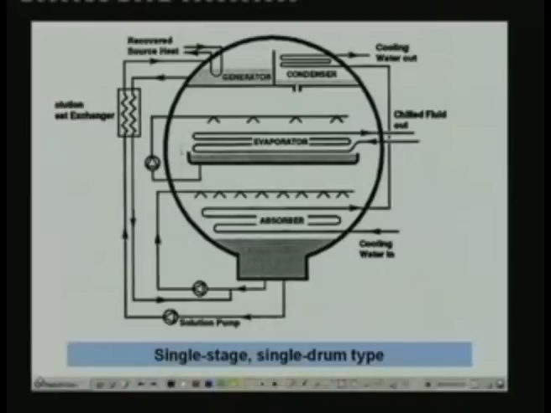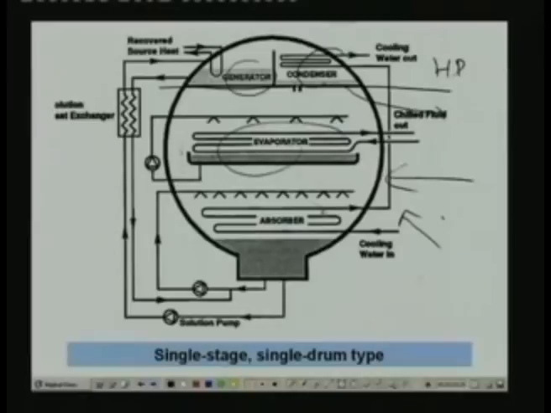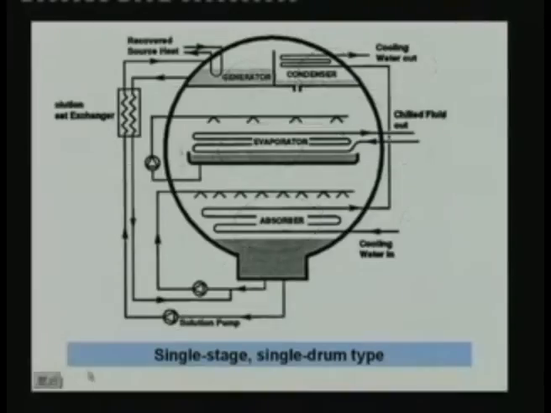Let me quickly show this. This is a single drum type. You can see that there is only one drum. This is your high pressure zone, and this is your low pressure zone, separated by a diaphragm. The condenser is here and generator is here, evaporator is here and absorber is here. In addition to the solution pump, an absorbent solution pump is used here, and a refrigerant pump is used for good performance. So this is a typical commercial arrangement of a single drum type.